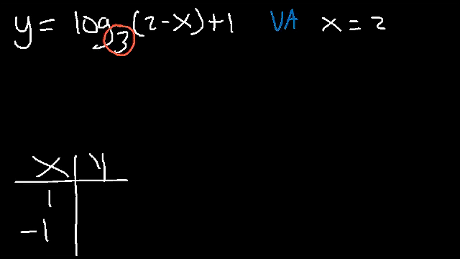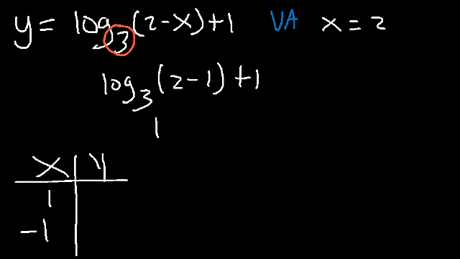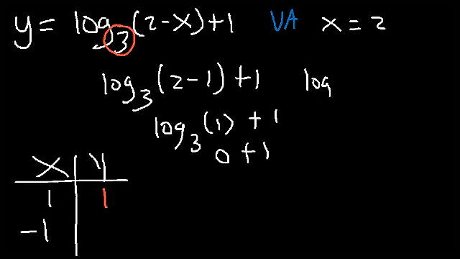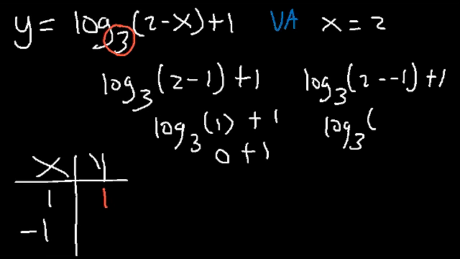So now let's find the y values that correspond to those points. 2 minus 1 is 1. Log of 1 is always 0. So 0 plus 1 is 1. Now let's plug in negative 1. 2 minus negative 1, that's the same as 2 plus 1, which is 3. Log base 3 of 3, the 3's cancel, you get 1. 1 plus 1 is 2.